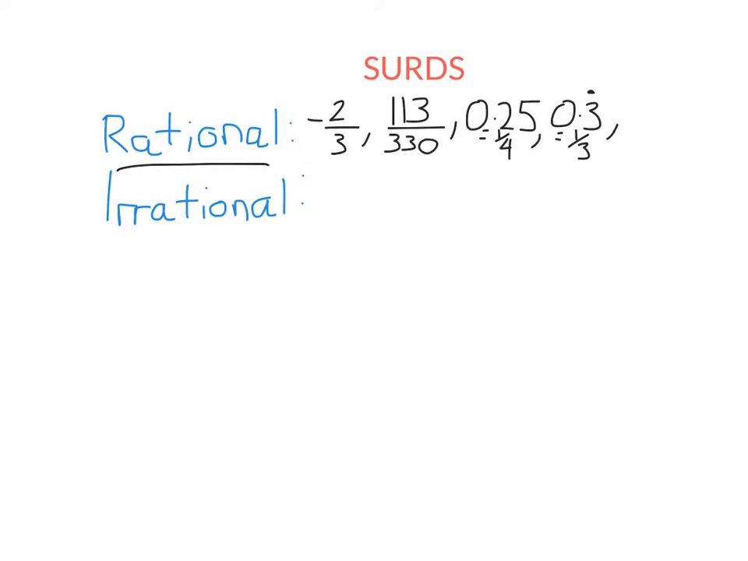Whole numbers are rational too, like 4 or -7. They're all rational numbers. So irrational means it can't be written like this. It can't be written as a fraction with integers. It can't be written as a terminating or recurring decimal. So one irrational number you probably know about is pi. You can't write pi as a whole number divided by another whole number.